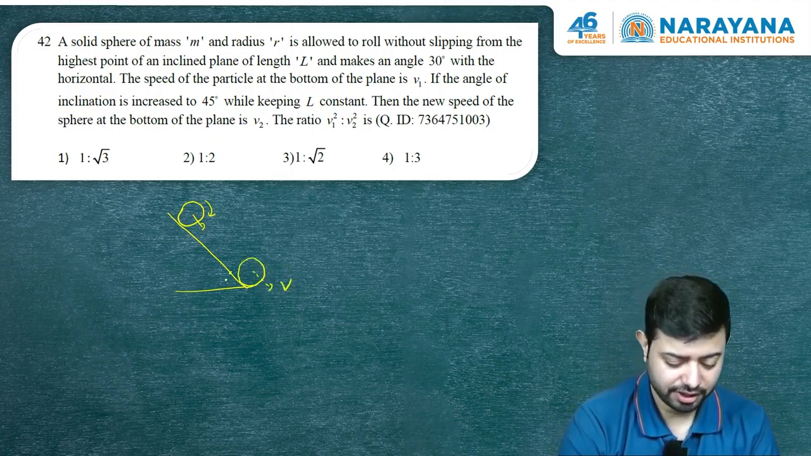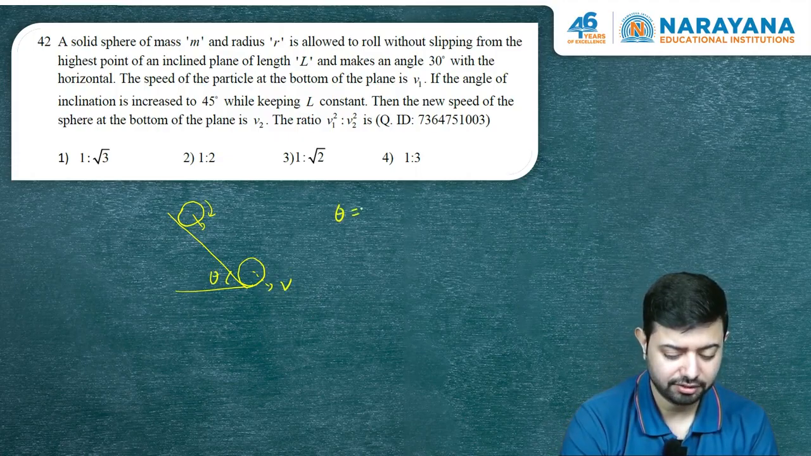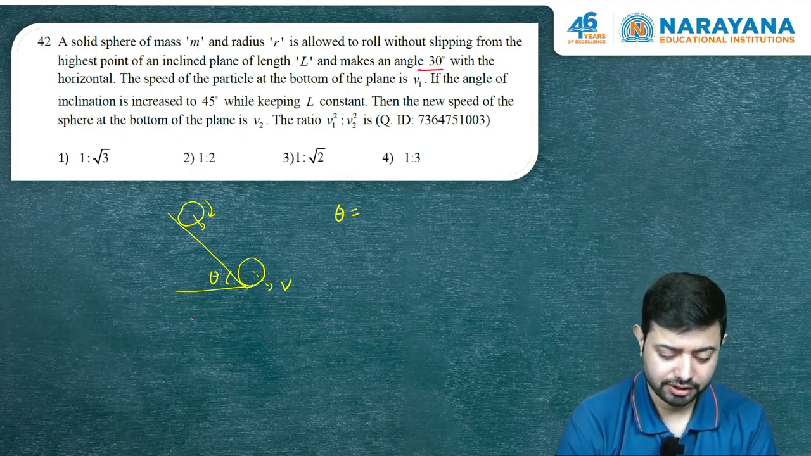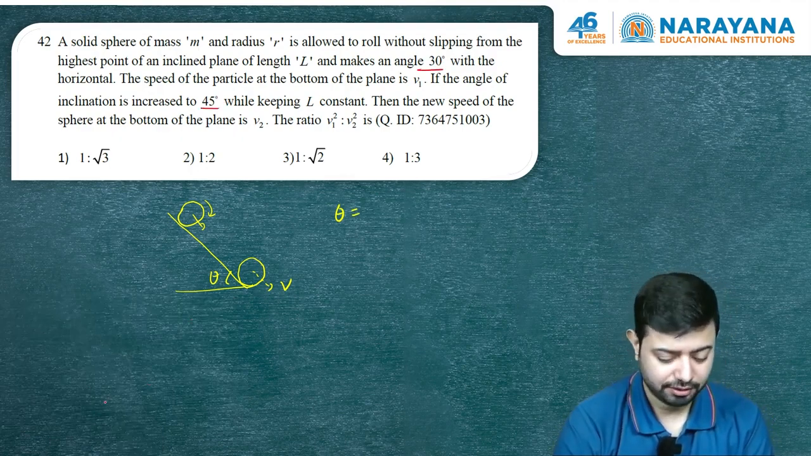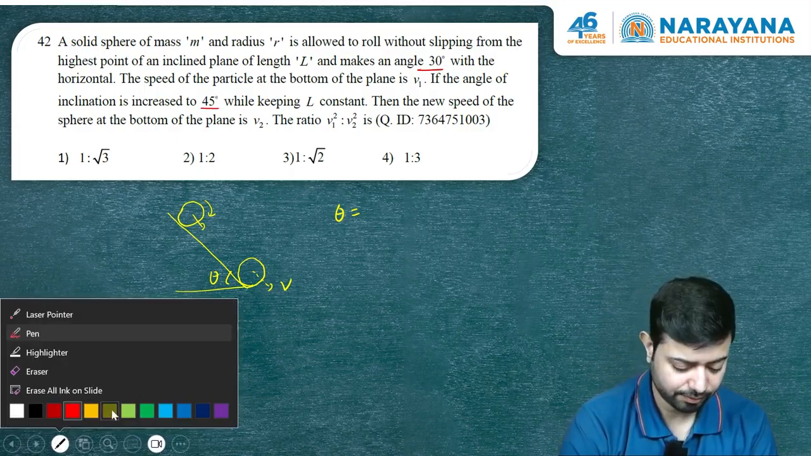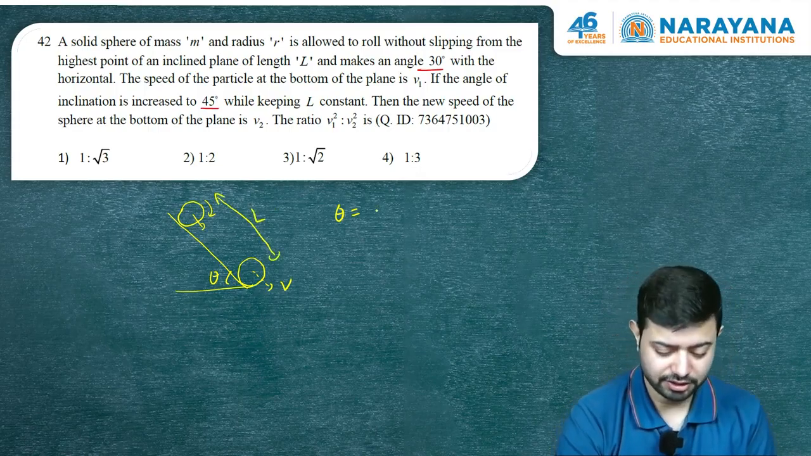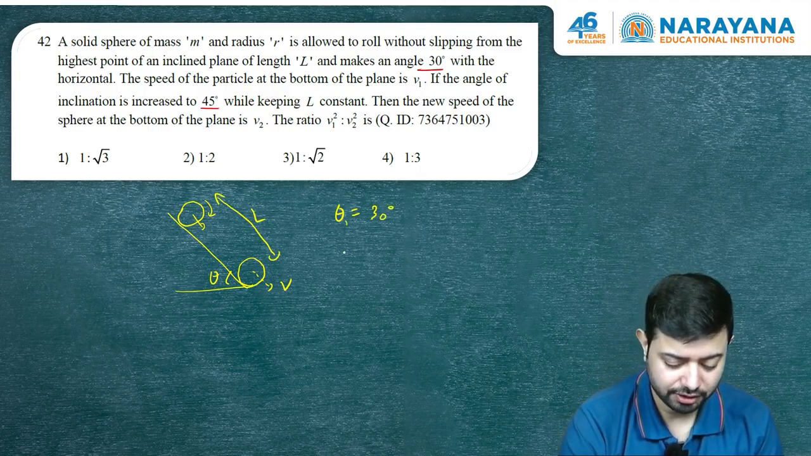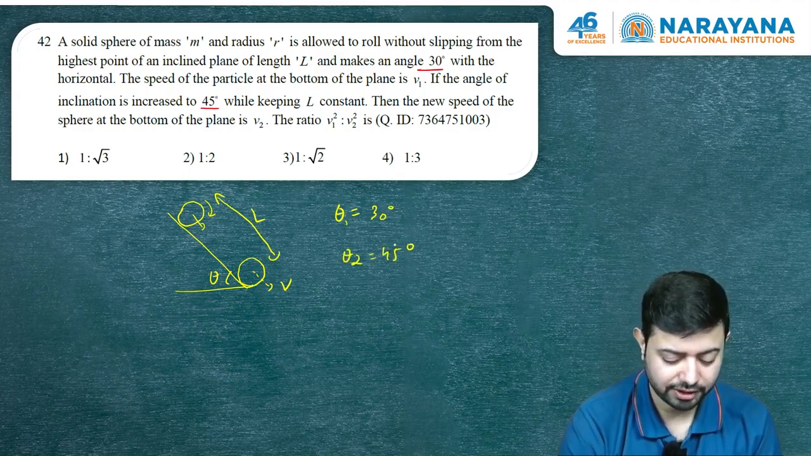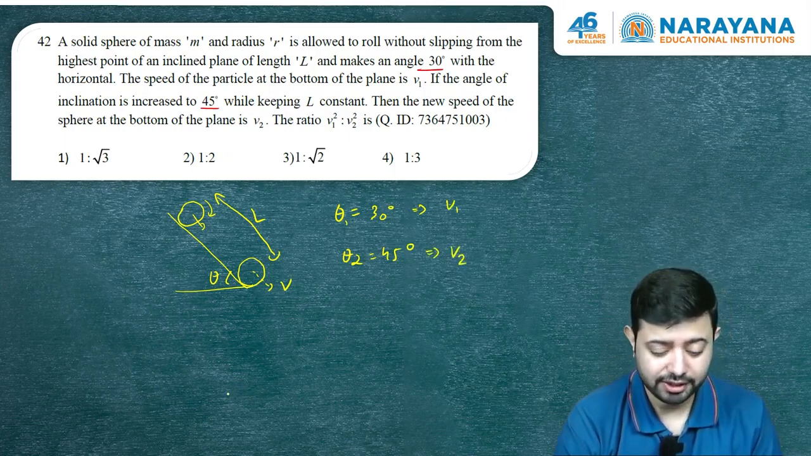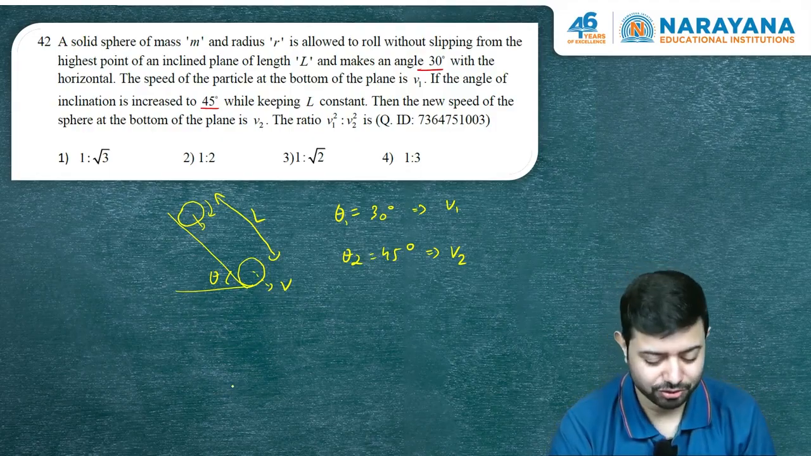Now, they are saying the angle is varied. Initially the angle is how much given here? 30 degree, and the next angle is 45 degree, but the distance is the same. This distance, which one? This one is L, that remains the same. Initial theta 1 is 30 degree, and then theta 2 is 45 degree. In the case of theta 1, you get the speed as V1. In the case of theta 2, you get the speed as V2. In the end, they are asking the ratio of V1 square by V2 square.